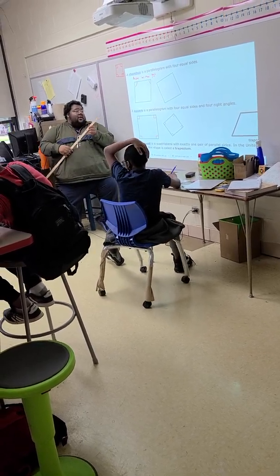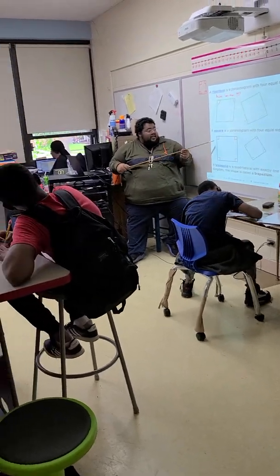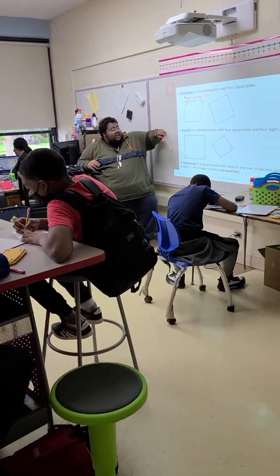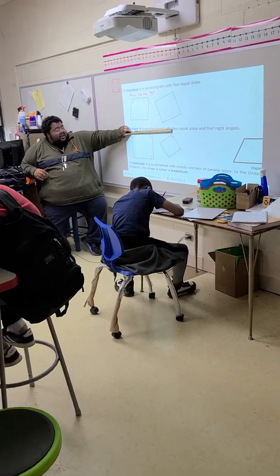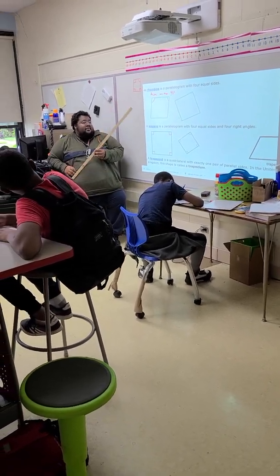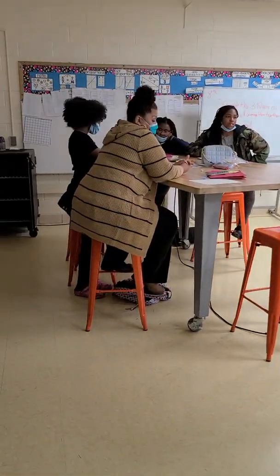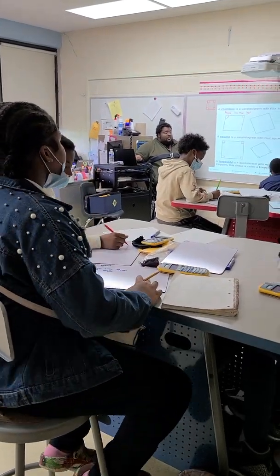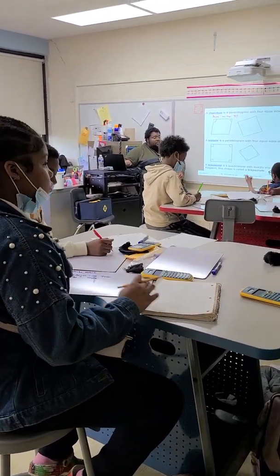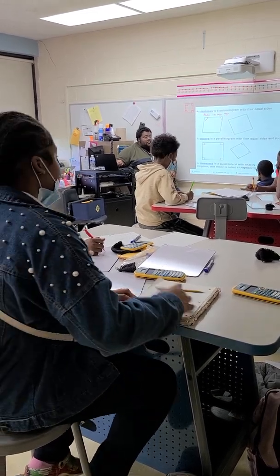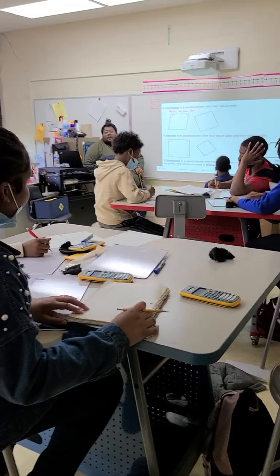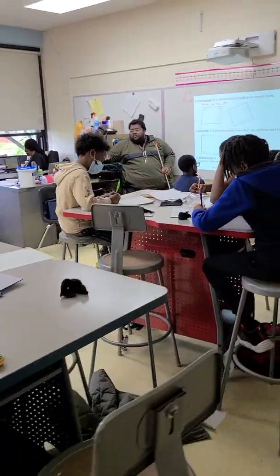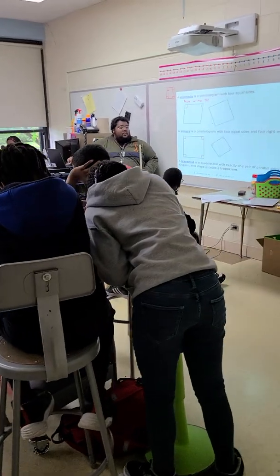Alright, our next one is a square. You know what a square is. It's got 4 equal sides, 2 pairs of parallel lines, and also 4 right angles. Okay? Write it down. Good.